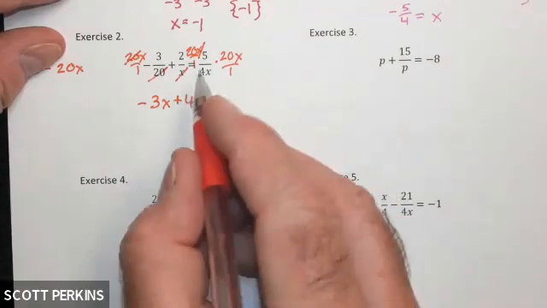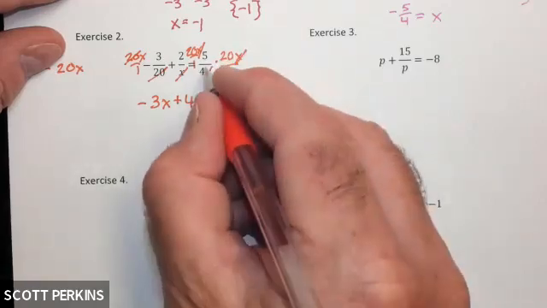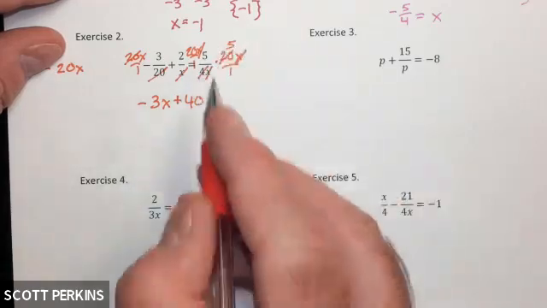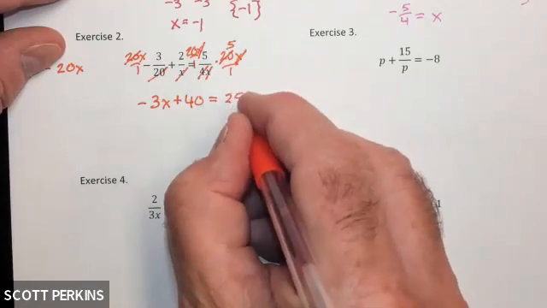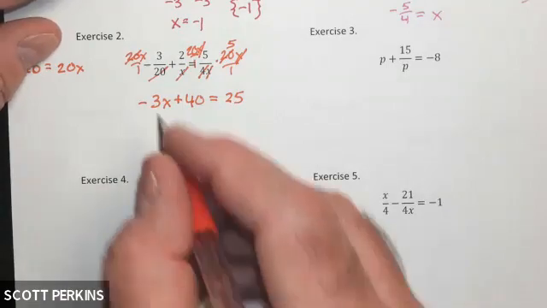Then on the other side, I've got 5 over 4x times 20x. The x's cancel, and then 4 goes into 20 5 times. So 5 times 5 is 25. There's my reduced thing. I've got no more denominators, no more fractions to worry about.